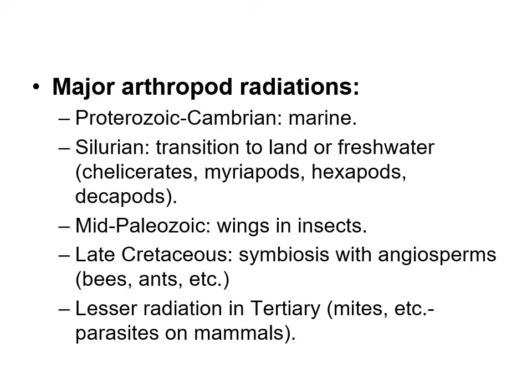By the late Cretaceous, though, symbiosis with angiosperms, as we mentioned, with bees and ants, first starts to become apparent. And then to a lesser radiation in the Tertiary, we see things like mites and other kind of parasites on mammals, though there is some evidence of that happening even in the Mesozoic as well.